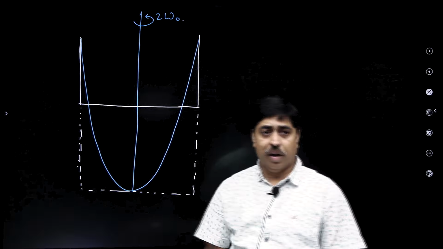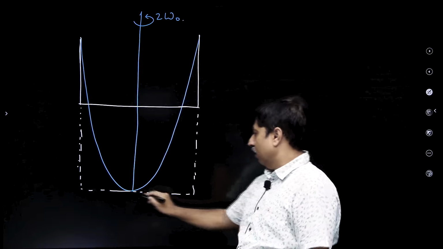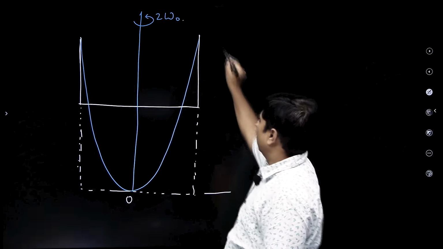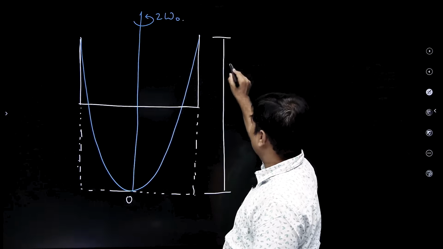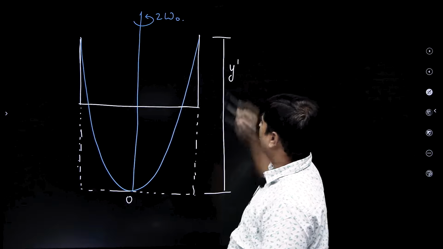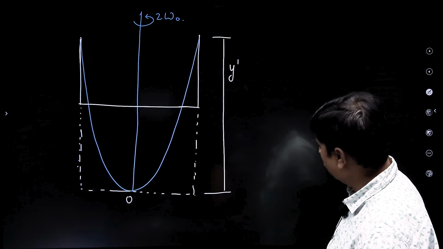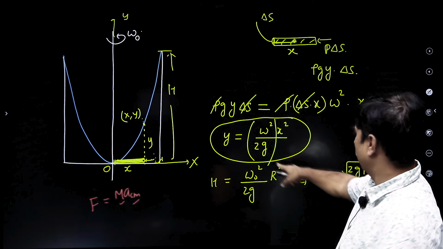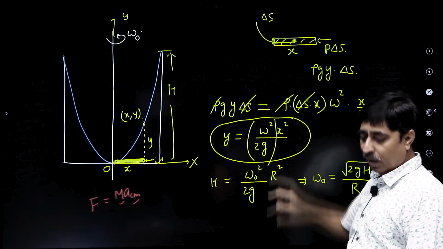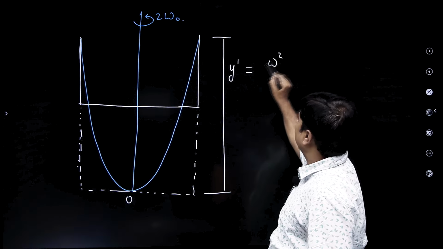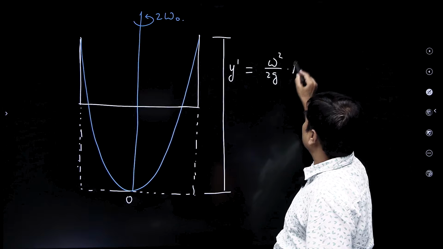So in that particular case, for the value of x equal to r, the value of y will be y dash, which I do not know, but I have just deduced one equation that y is omega square by 2g x square. So omega square by 2g x square is r square.